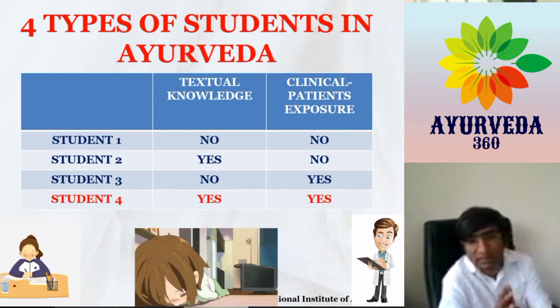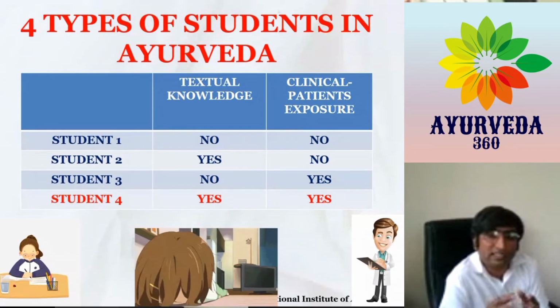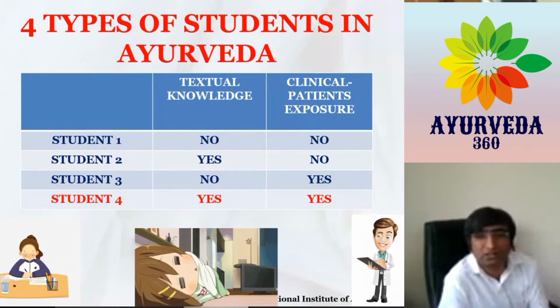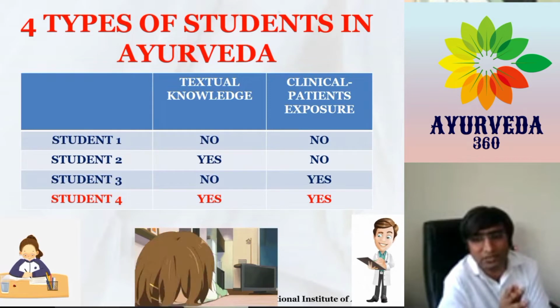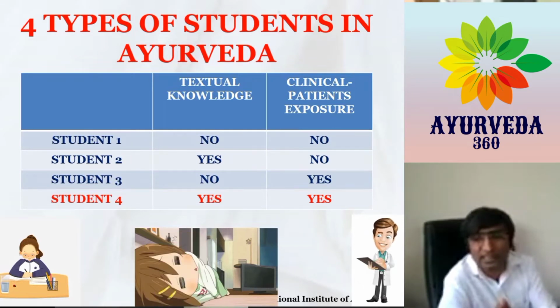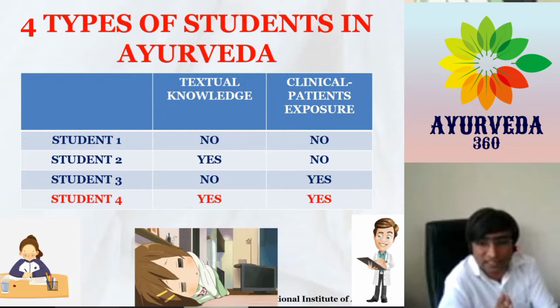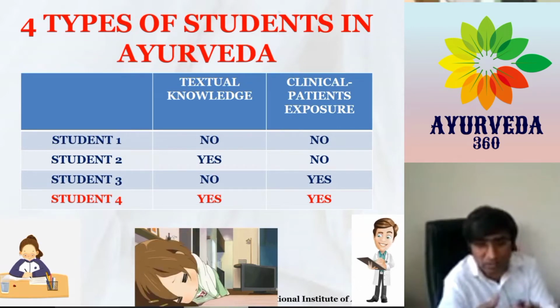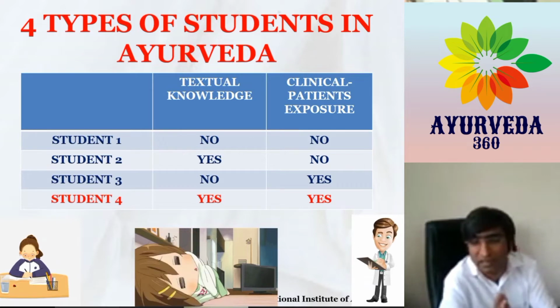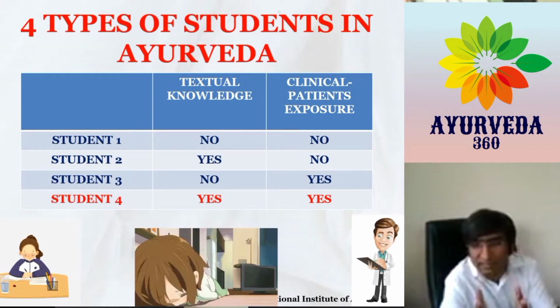Now, in this table, what I have mentioned, two types of extreme students are there. The one who doesn't have textual knowledge, not even having patient exposure. So these are the students who usually are forced to enter into this field. Ultimately, they may have their own business in their family. Later, they'll be running their family business. So we are not worried about those people. They are just entering and living with a degree. We are worried about the other aspects of students.